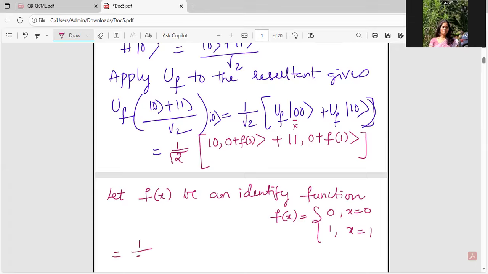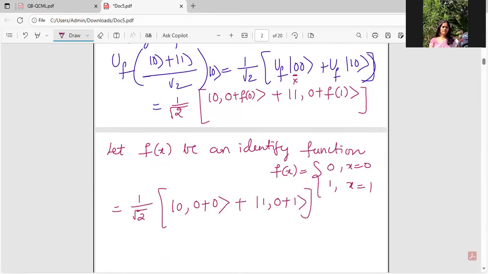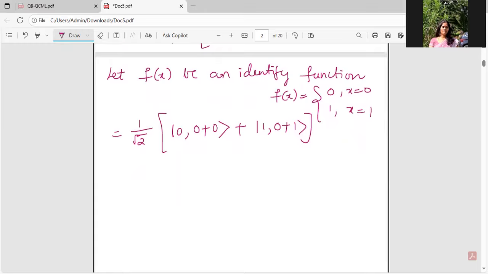I can clearly see in the above, 1 by root 2, ket 0 comma 0 plus f of 0, which is 0 only. No change in the first one. Coming to the second one, 1 comma 0 plus f of 1, which is 1. So I'll be having 1 by root 2, 0 0 plus 1 1. Of course, you can observe this is the Bell state that I've got.